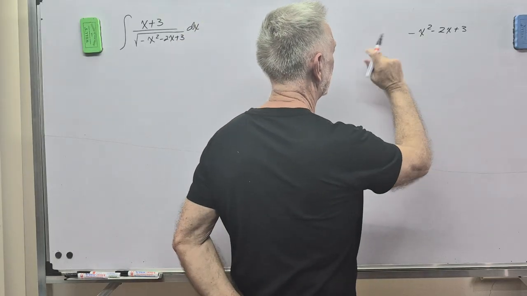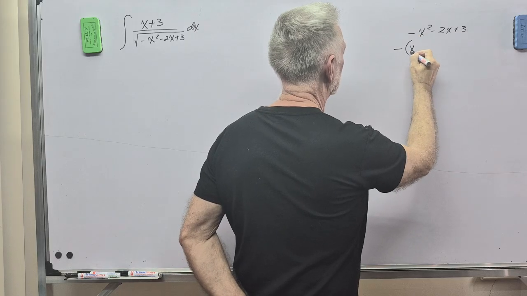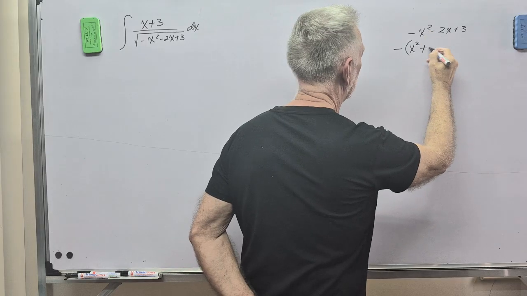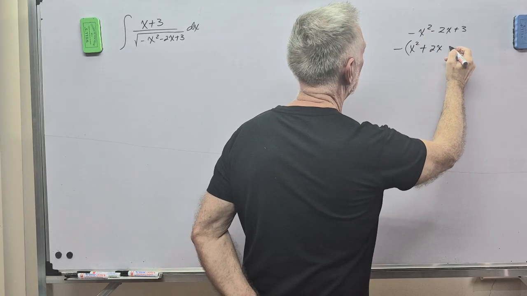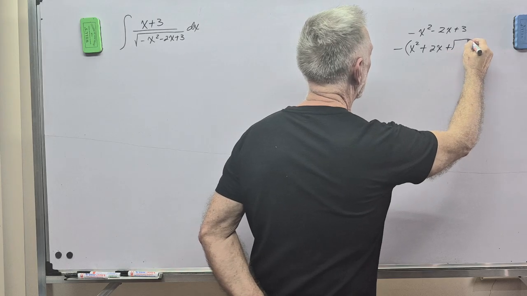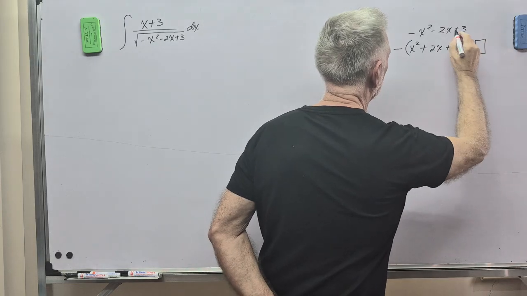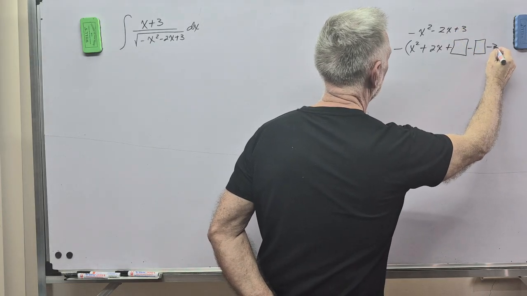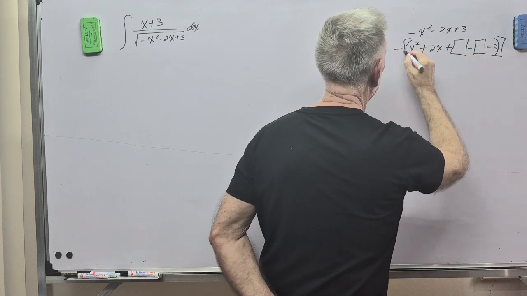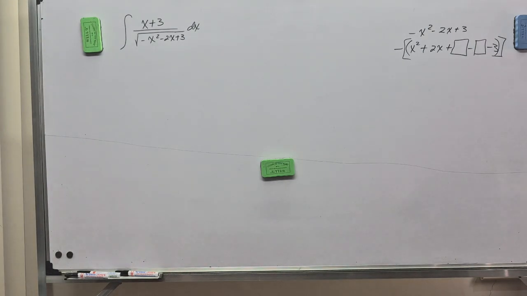But first, I need to get that negative away from this. So it's minus the parentheses of x squared. Every sign will change, plus 2x. Now I'm going to plus the box, minus the same box, and this would be minus 3. Now I'm going to look at my video to make certain I didn't get off the edge there. Okay, good.